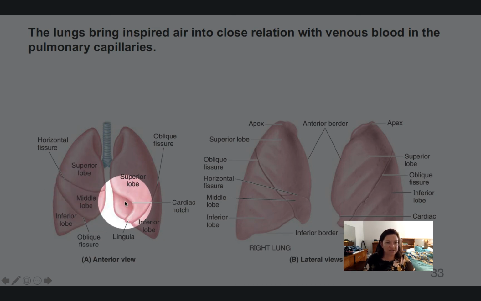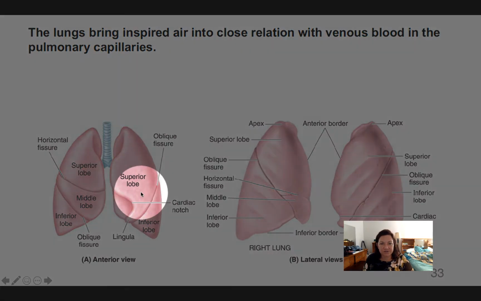Because the bulk of the heart sits and deviates left of the midline, the cardiac notch takes out a portion and reduces the volume of the left lung compared to the right. And this little tongue-like progression is aptly named the lingula of the left lung.